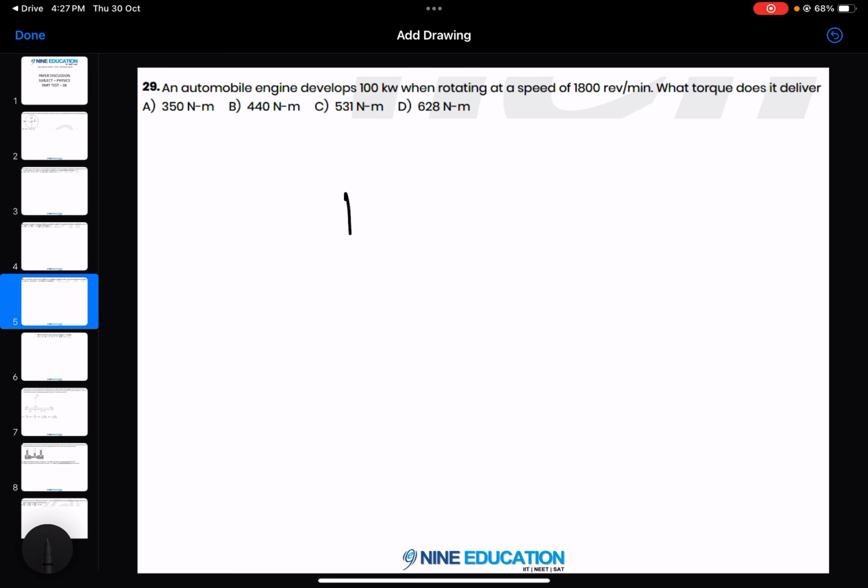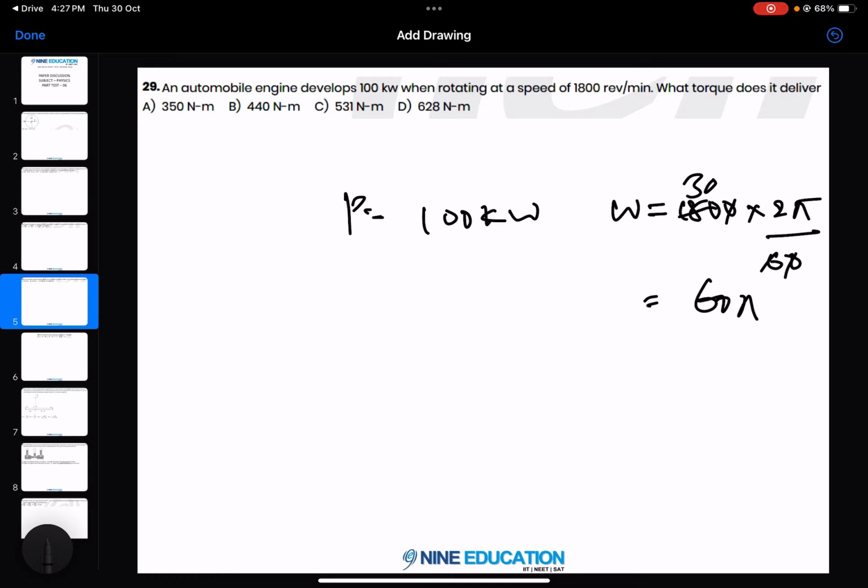Here power is given as 100 kilowatt. Omega is given as 1800 revolutions per minute. One revolution is 2 pi radians. One minute is 60 seconds. The zeros cancel, and this will be 30. So omega will be 60 pi.